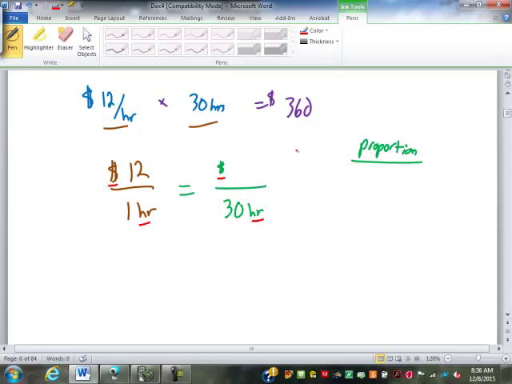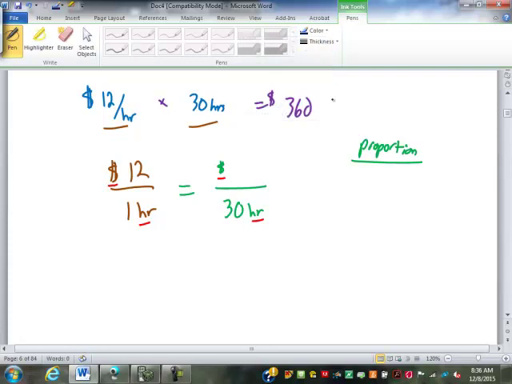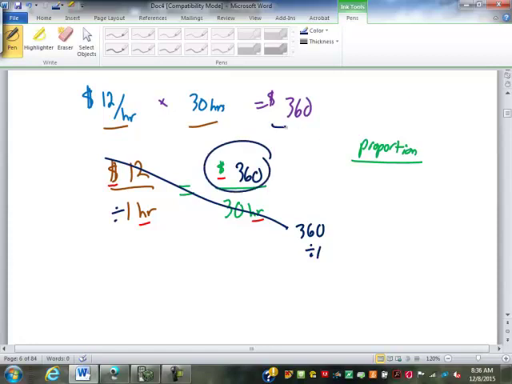Now it doesn't necessarily have to be side to side like this. We could flip this, and I'll show you that in a second. But they do have to stay together. So now, how do we find a missing number in a proportion? We cross multiply and divide. Which two numbers get cross multiplied here? 12 times 30, because those are the two numbers on a diagonal. 12 times 30 is 360, and we divide by the 1. That's $360. Now I realize that's the same calculation we did up here, and it's a little bit longer, but it shows us how the calculation actually works.